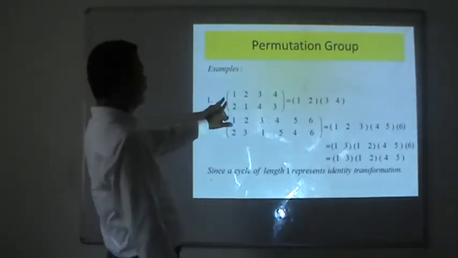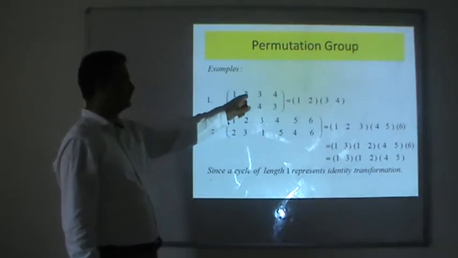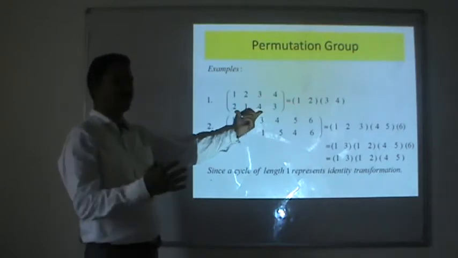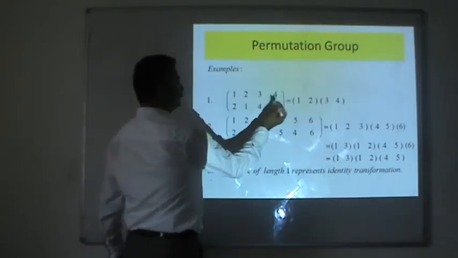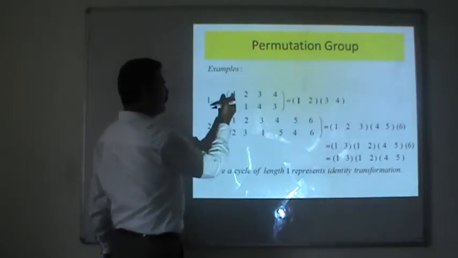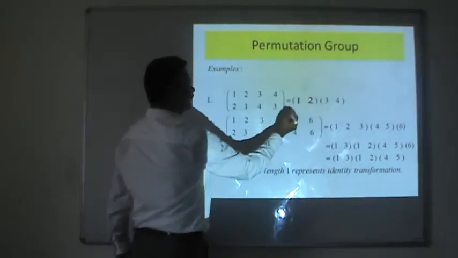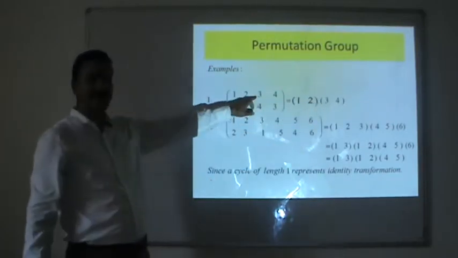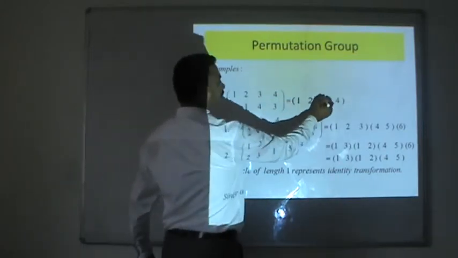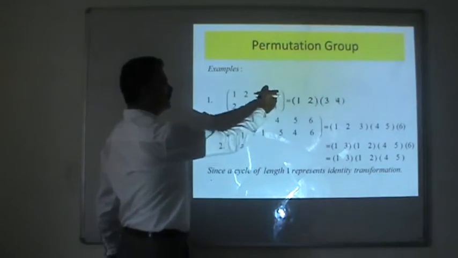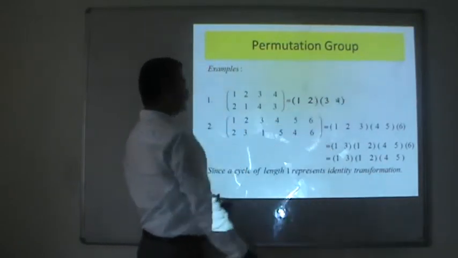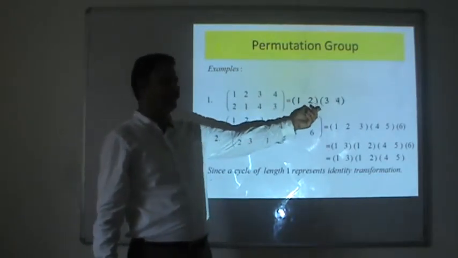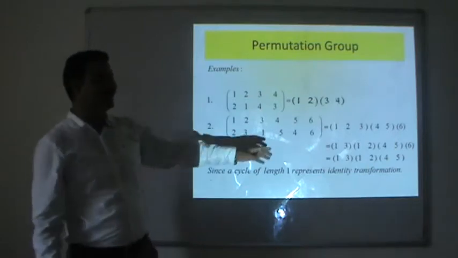Like here, we have a permutation where 1 maps to 2, 2 goes to 1, 3 goes to 4, and 4 goes to 3. First, we split this permutation into disjoint cycles. So 1 goes to 2, so we write 1, and 1 goes to 2, so we write 2. And 2 goes to 1 again, so the cycle closes. Further, we have the next element 3. Because 3 goes to 4, and 4 goes to 3, again the cycle closes. So in this case, we split our single permutation into two disjoint cycles, and both cycles are disjoint as well as having a length 2.